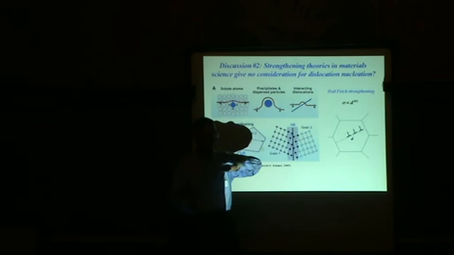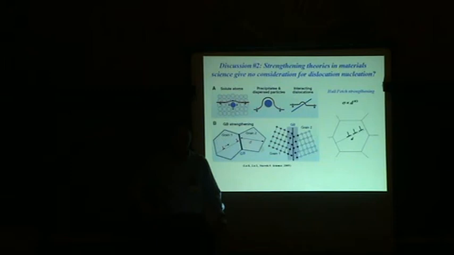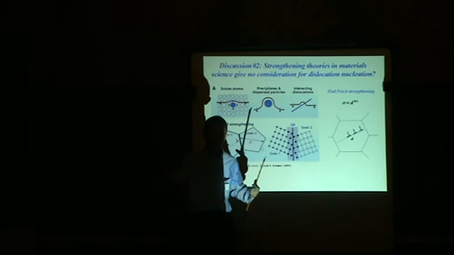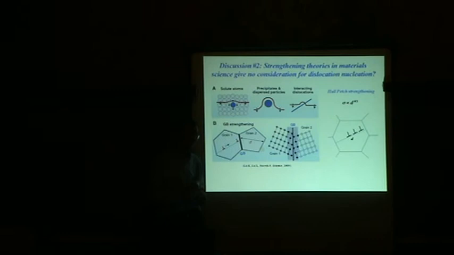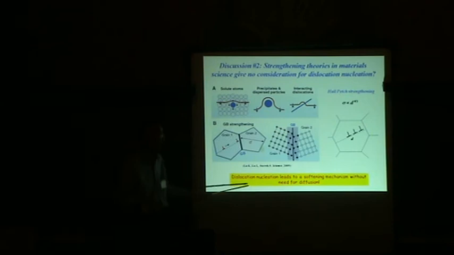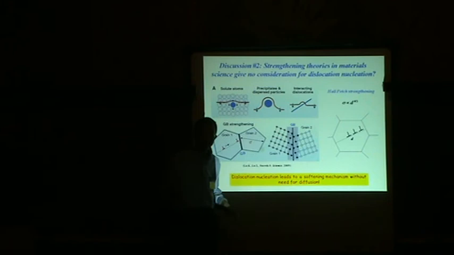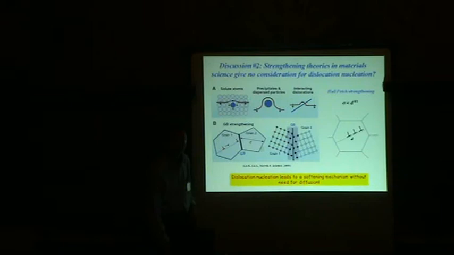The source is absolutely critical if you think about nanocrystalline material. That's because we don't really think about it. We've been ignoring nucleation for too long because we've been considering coarse grain material. If you talk about nanocrystalline material, you have to consider sources. So here basically the story is very simple. Dislocation nucleation is a softening mechanism without need for diffusion. Once nucleation is considered, the story is pretty simple. The puzzle exists because we don't really think about nucleation.